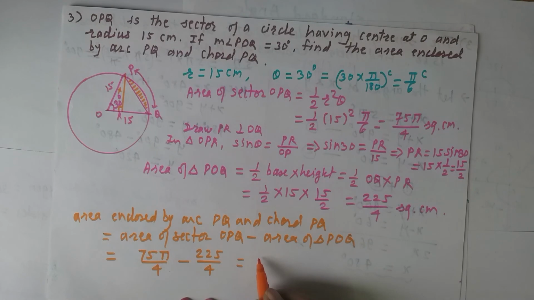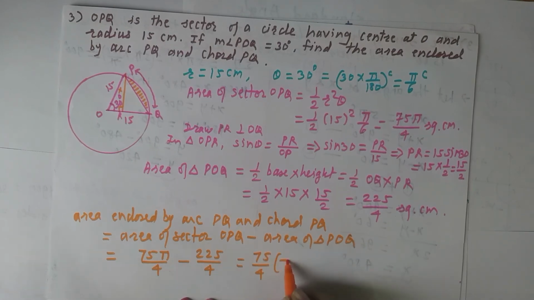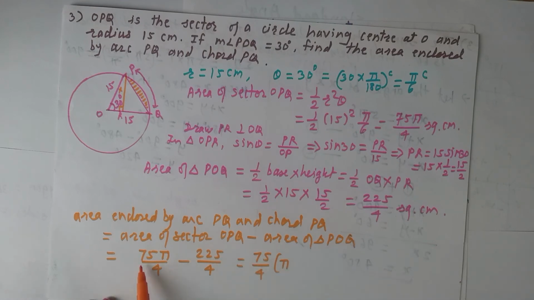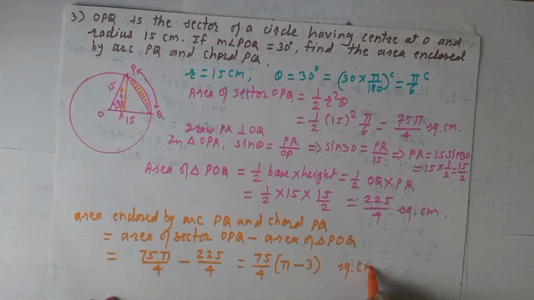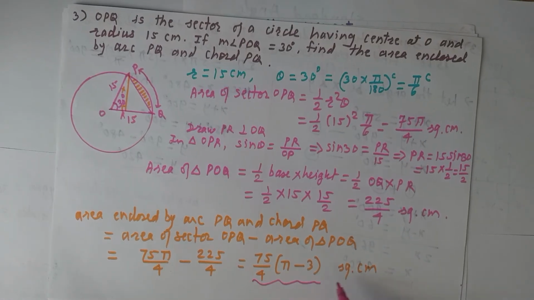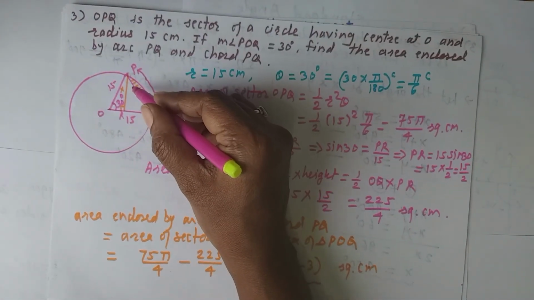Then take 75 divided by 4 common. Here I will get pi. See here, 75 divided by 4 I have taken common, therefore here remains only pi. And what is 225? This is 3 times 75. Therefore, you write down in the bracket pi minus 3. And as usual, write down the unit square centimeter. This is nothing but the area enclosed by chord PQ and arc PQ.